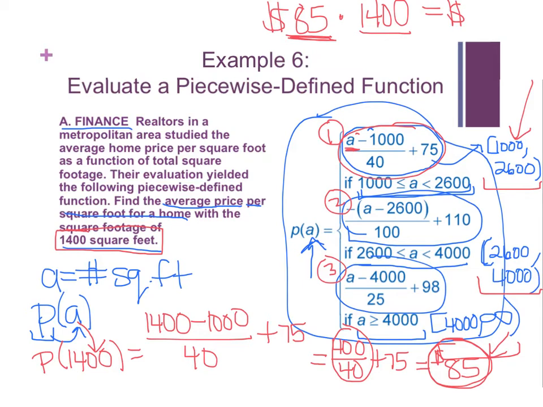If we do a little bit of math here, that multiplication, that product of 85 times 1,400 is $119,000. So the average price of a home with 1,400 square feet at $85 a square foot would be $119,000.